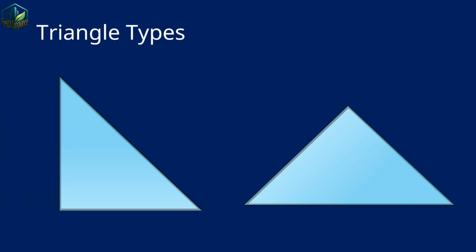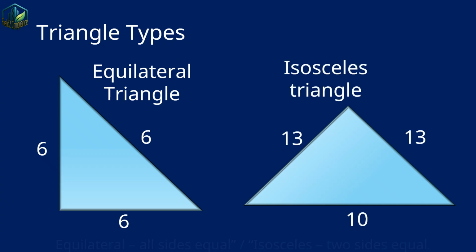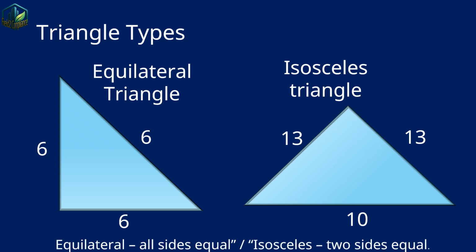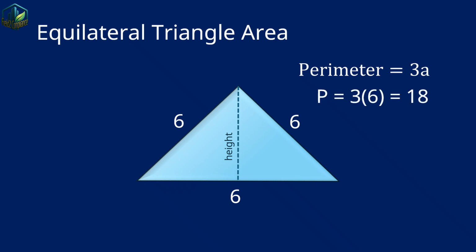Let's talk about two kinds of triangles. An equilateral triangle has all three sides equal, and all three angles are 60 degrees. An isosceles triangle has two sides that are equal, and the base angles are the same. An equilateral triangle has three equal sides. In this example, each side is 6 units. To find the perimeter, we simply add the sides together. 6 plus 6 plus 6, or 3 times the side length, giving us 18.